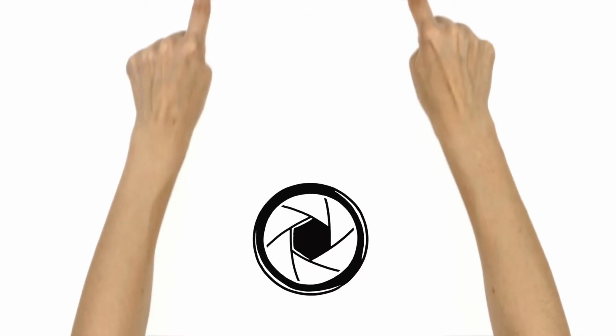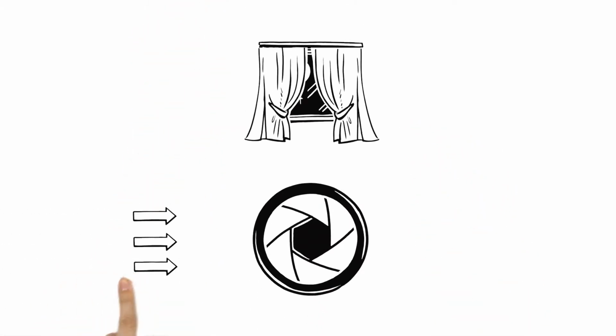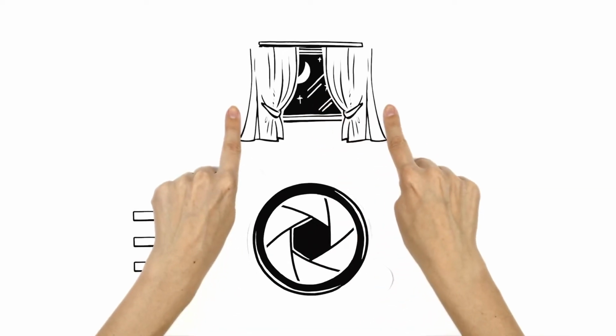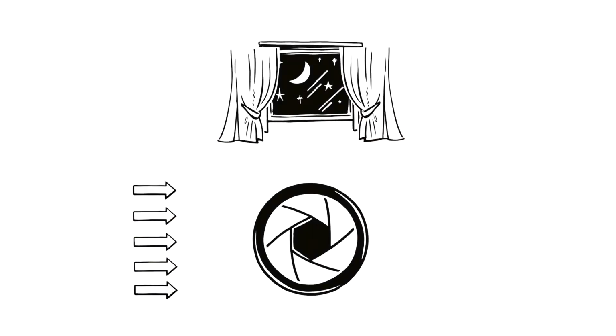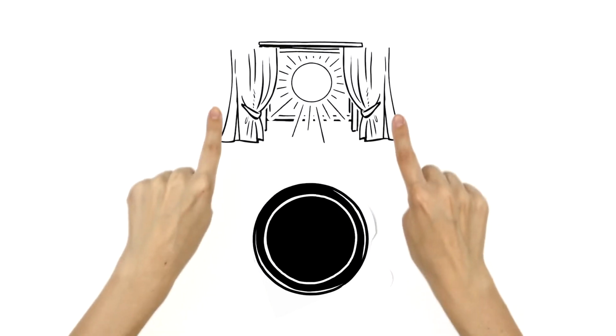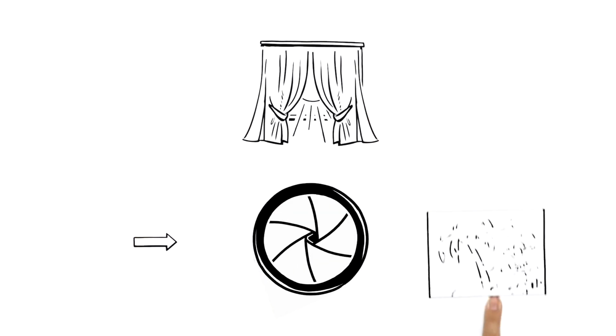Imagine the aperture as a pair of curtains. It controls the amount of light entering the lens. When it's dark, Mary wants to capture as much light as possible. To do that, she needs to open the aperture wider. If it's very bright, Mary draws the aperture curtains closer together. Otherwise, her picture will be overexposed.